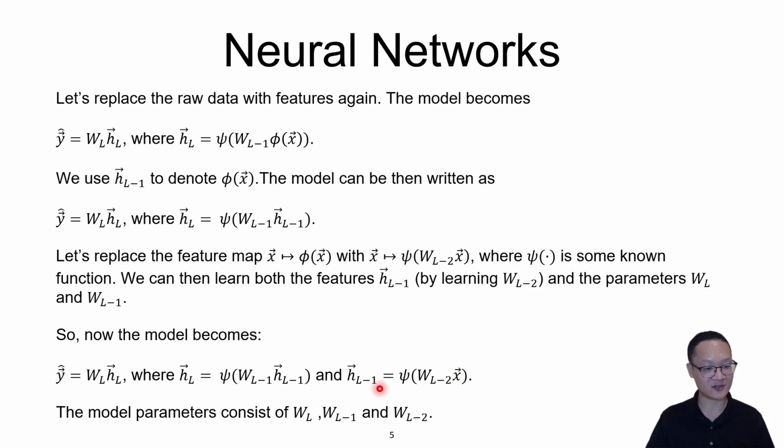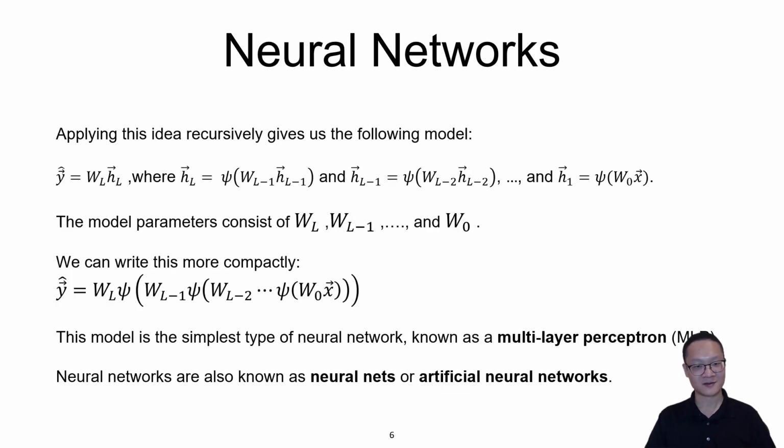And now if we try to use data to learn all the parameters, we would be learning W_L, W_{L-1}, and W_{L-2}. Okay, but again, why stop here? So we can keep going: y hat equals W_L H_L, H_L equals psi of W_{L-1} H_{L-1}, and then H_{L-1} equals psi of W_{L-2} H_{L-2}, and then H_{L-2} equals, and so on, eventually we get to H_1 equals psi of W_0 x. So now when you use data to learn the parameters, they will be all of W_L, W_{L-1}, all the way down to W_0.